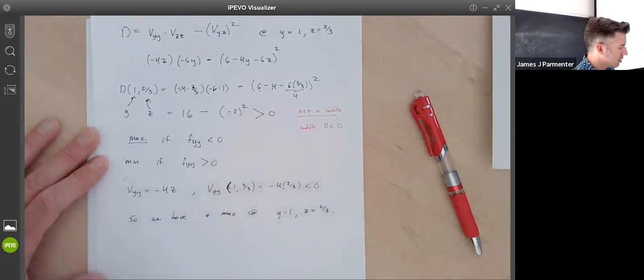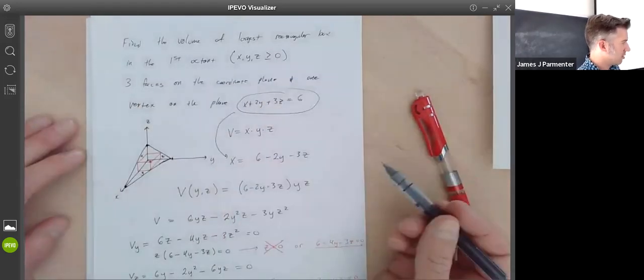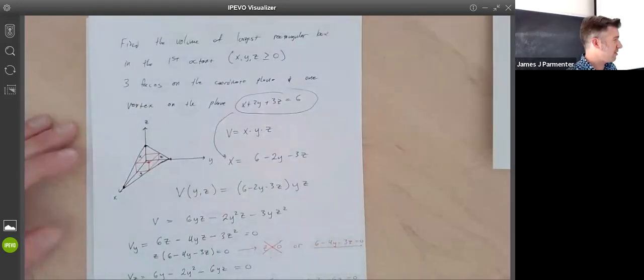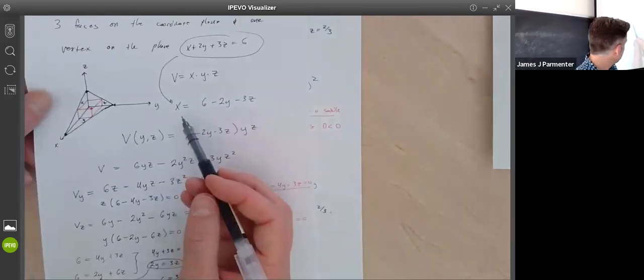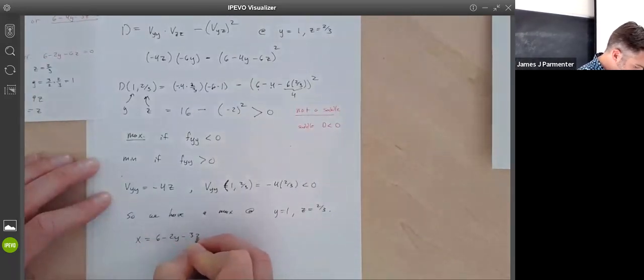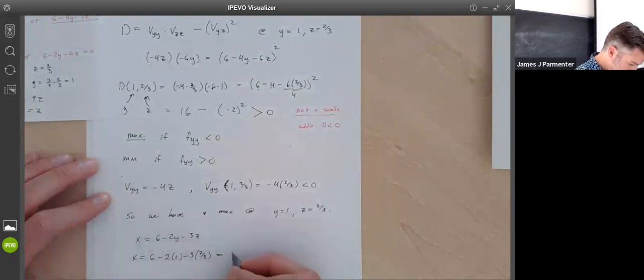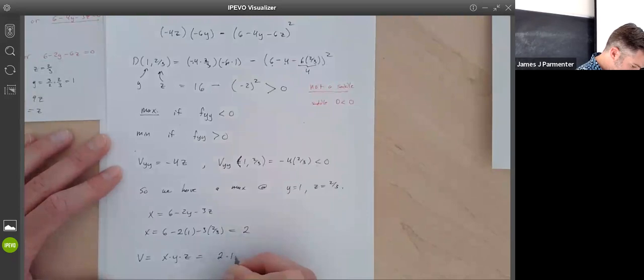Now we're not quite done, because the question when we started said, find the volume of the largest rectangular box. We haven't even found all the dimensions yet, really. So if we wanted to find the volume, I would probably find the x value. So I'd use this equation and say, oh, x equals 6 minus 2y minus 3z. So that's going to equal 6 minus 2 times 1 minus 3 times 2/3, which is 6 minus 2 minus 2, which is 2. And then my volume would be x times y times z, which is going to be 2 times 1 times 2/3, which is 4/3.